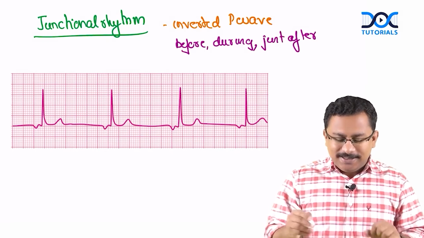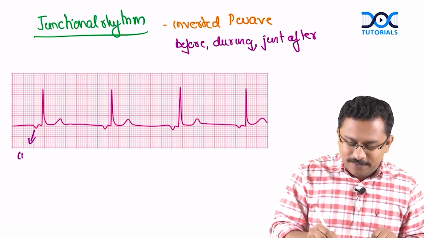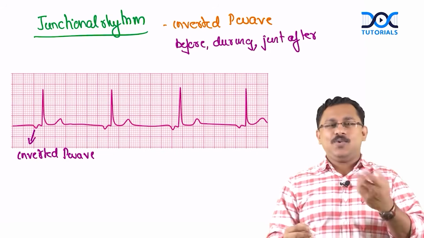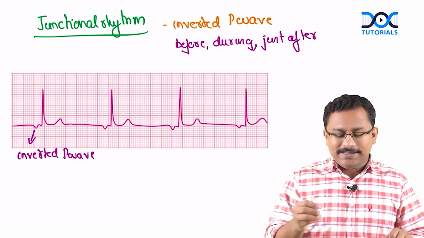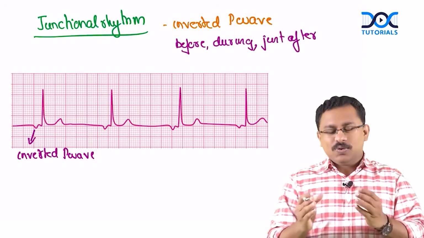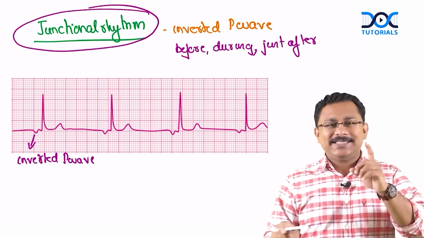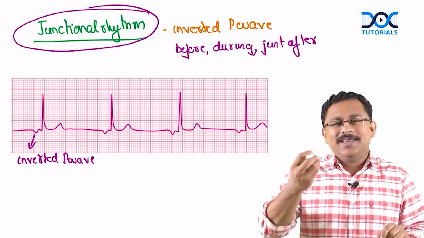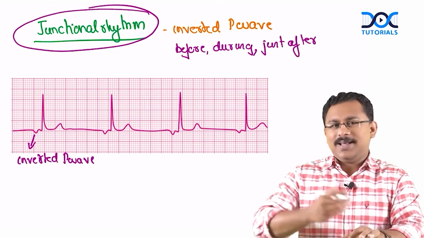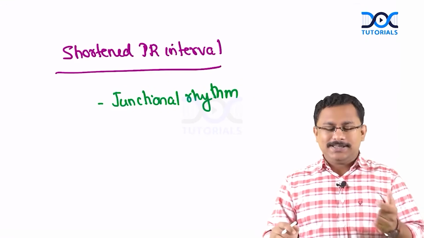So in this rhythm being shown here, you can see this is the inverted P wave that occurs just before the QRS complex. But you can see, it is less than 3 small squares, almost in the tune of 2 small squares. So that is a short PR interval. One of the causes of a short PR interval is a junctional rhythm, where the AV node actually acts as the pacemaker. Junctional rhythm I have discussed separately. Now shortened PR interval, one cause is junctional rhythm.